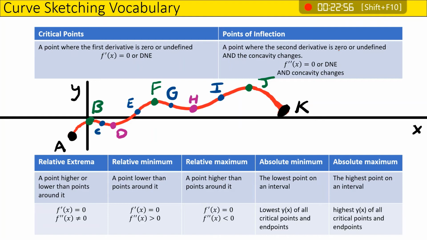For a point of inflection, we're looking at our second derivative, not our first derivative. The second derivative could be 0 or it's undefined. But as for a point of inflection, the concavity must change. If the concavity does not change, it does not count as a point of inflection. Okay, so we've got more conditions for our point of inflection than we do for our critical points.